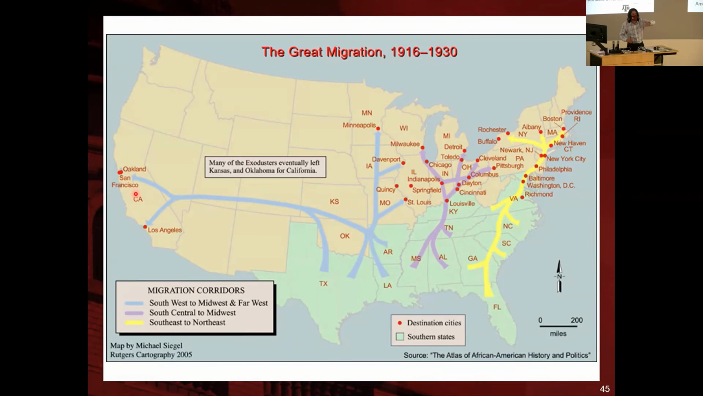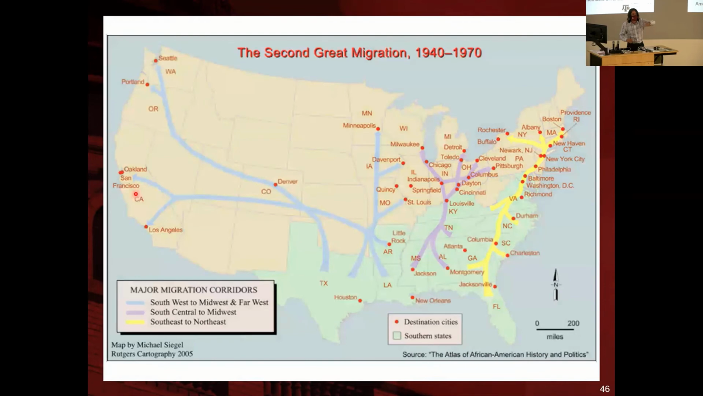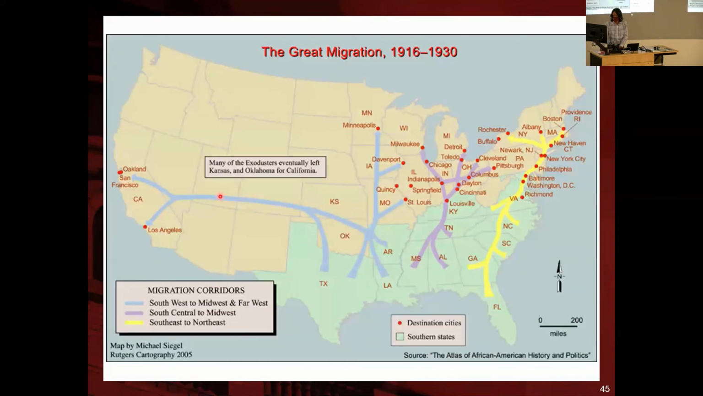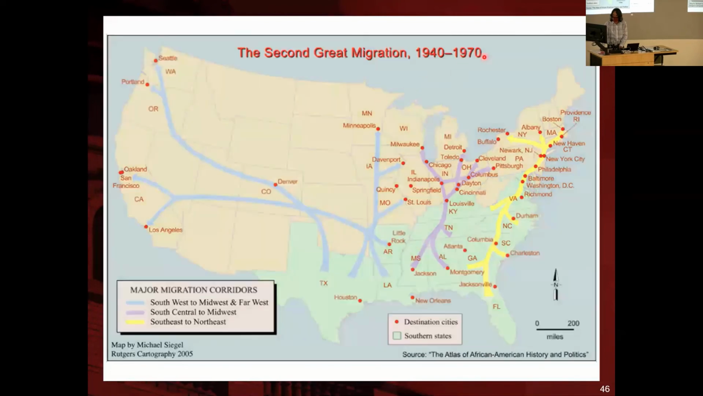And even in more recent decades, this one is for 1916 to 1930, this one from 1940 to 1970, you see more flows being added. And before here, you didn't have a significant flow going northwest, but then in more recent decades, going to Seattle and Portland, for example. And also the destination cities here vary a little bit more as well, right? So like here actually in more recent years in this map, they highlight also the origin cities as well.